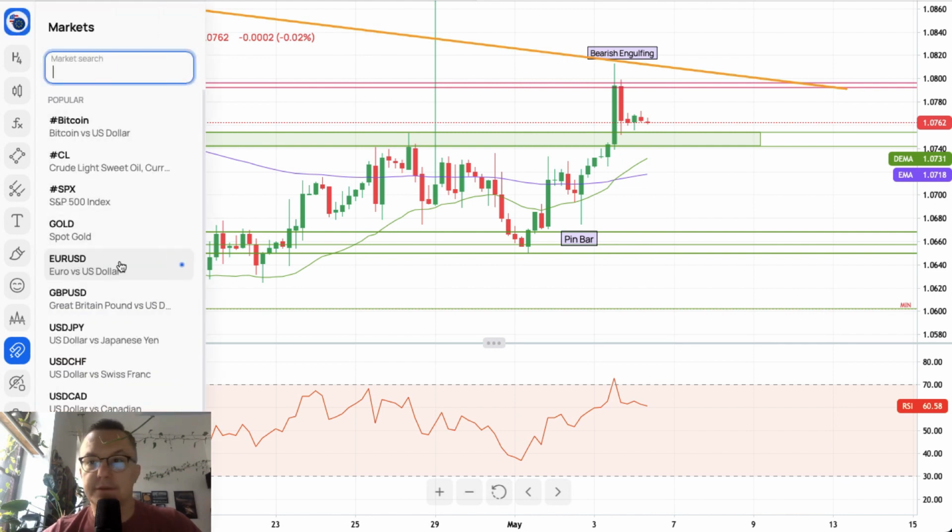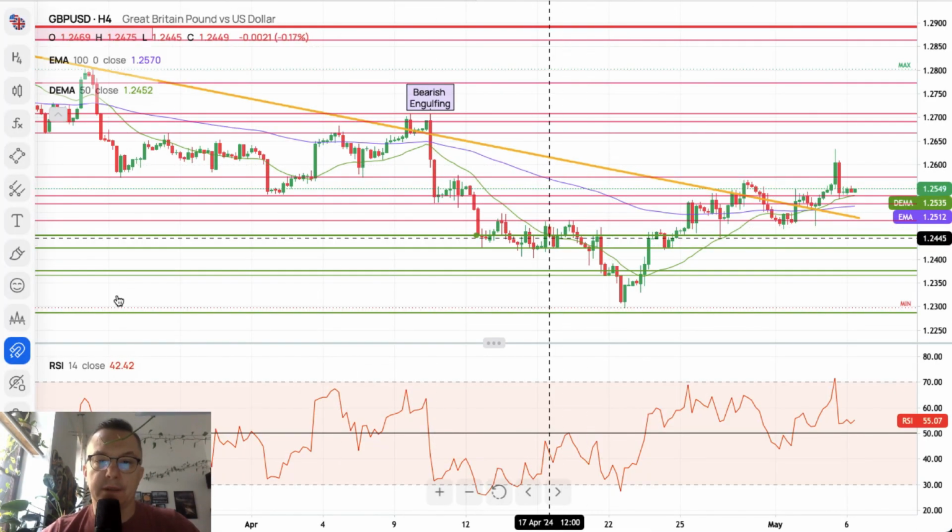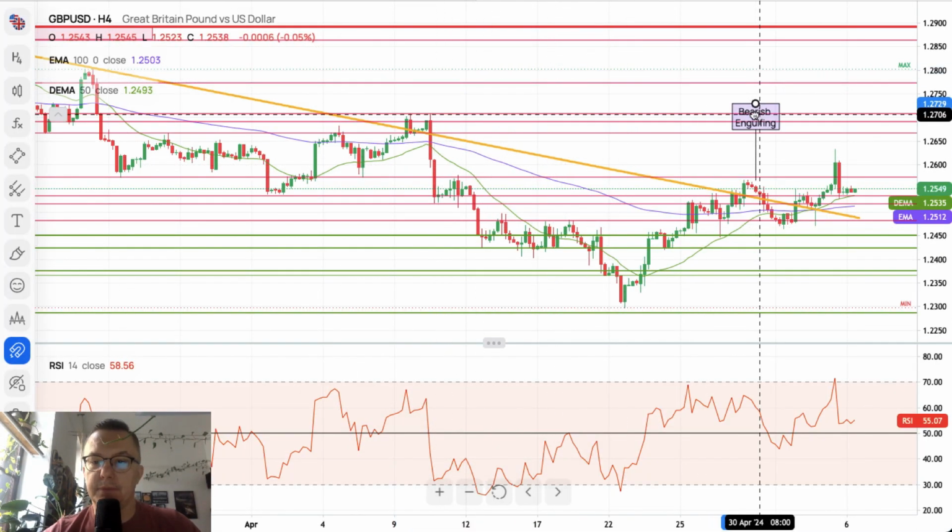That's the euro dollar because of the data from the Eurozone and other countries. Let's just find out what the pound is doing.